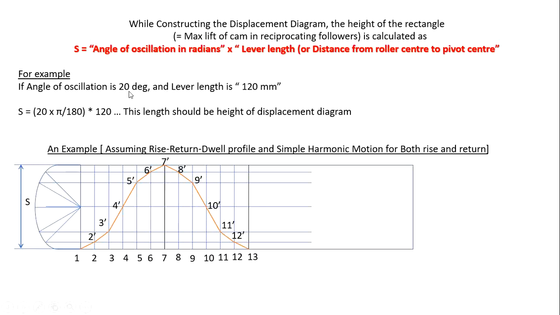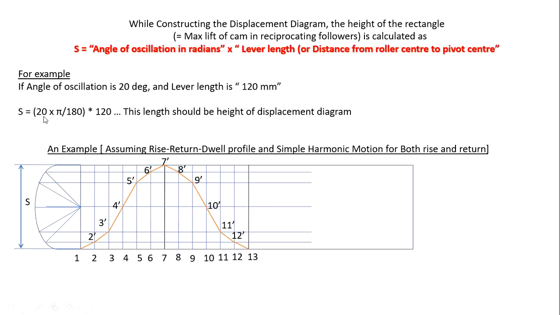Since we have only the angle of oscillation, let us assume 20 degrees is the angle of oscillation and the length of the lever is 120. For constructing this drawing we have to convert that angle into length, because we need the length for this. S is the stroke length or height of the cam. So for that we need to convert that. How to convert that? We have to use a simple formula.